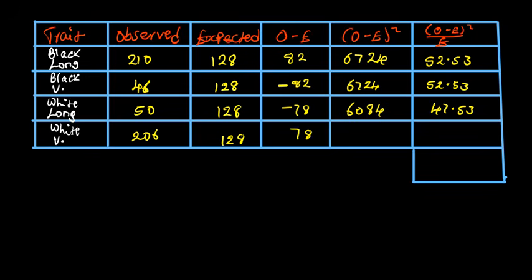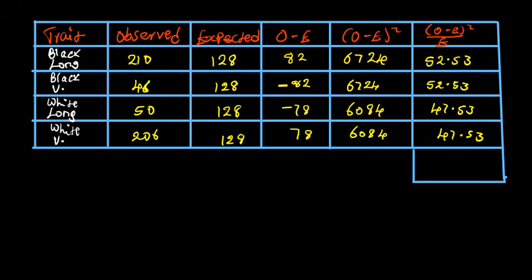I square this, we're going to get the same 6,084. Then divide this one by the expected, which is 128. So I'm getting 47.53. So now we have calculated. For us to come up with the chi-square, just add these numbers. The value that you are going to get, that is your chi-square.